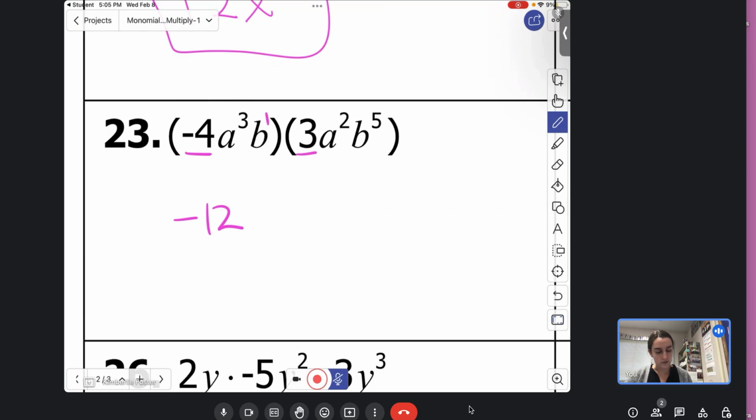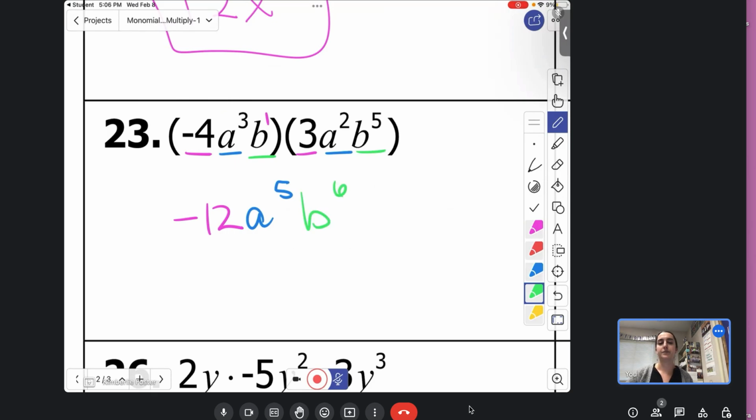Also, draw in all of your invisible ones. If there's not an exponent, draw an invisible one. A to the 3rd, A squared. That's going to give me A to the 5th. B to the 1st, B to the 5th, B to the 6th. Okay, so that's -12, A to the 5th, B to the 6th. Multiply our big numbers, add our little numbers. Multiply our coefficients, add our exponents.